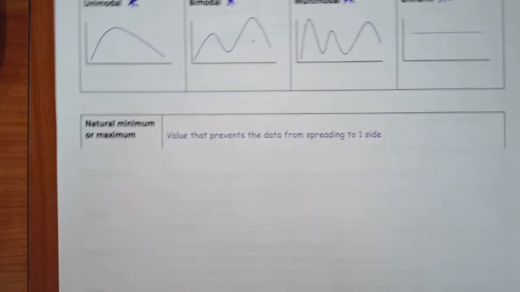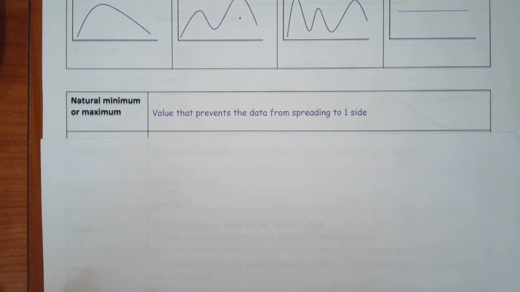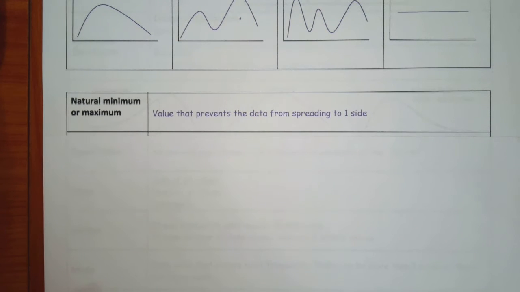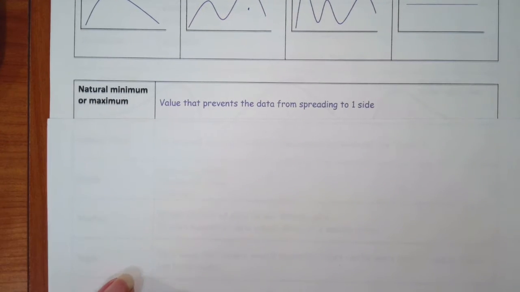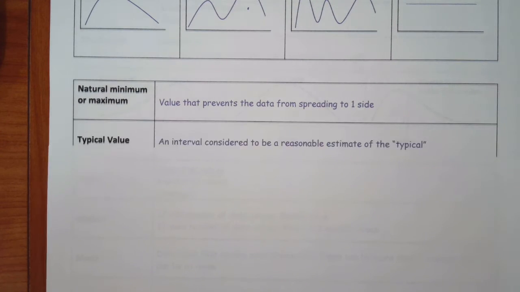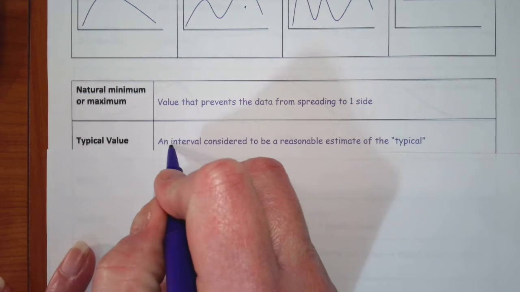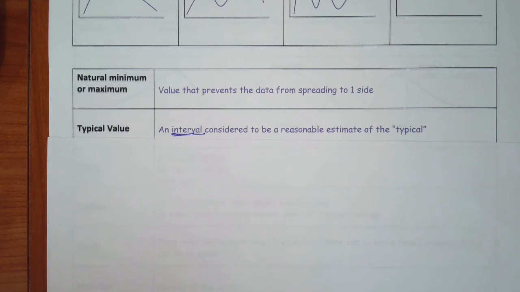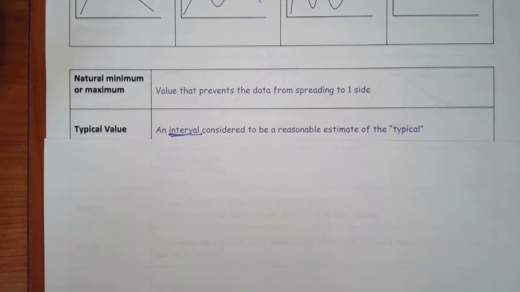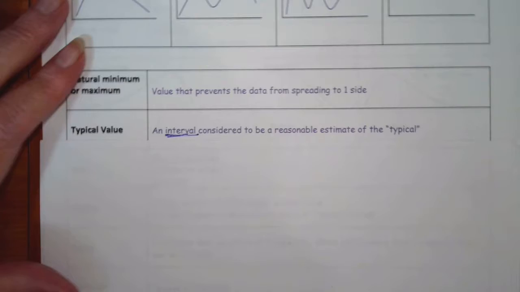Okay. All right, now we didn't talk much about this in class, but there are natural maximums and minimums to data, and that is values that prevent the data from spreading to one side. So this can be a cause of skewed data. A typical value is an interval, and we looked at this, and it's going to be a reasonable estimate of the typical. And that's kind of a judgment call. This is if you're looking at a histogram where you're not actually calculating the mean or the median, where you're just looking at the data and it's like, okay, well, based on this graph, this would be a typical value.